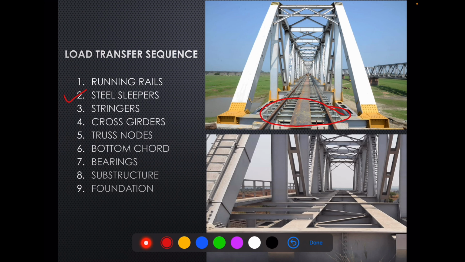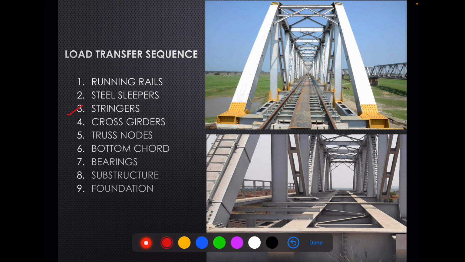Now, these steel sleepers are again resting over stringers. So, stringers we cannot see in the above photograph. So, please come down to the photograph below. So, here, if you look carefully, these are the stringers. Okay, these are the stringers. So what happens is that we fix steel sleepers like this. We provide a series of steel sleepers like this over the stringers. So steel sleepers are directly resting over stringers. So the load transfer takes place and load comes to the stringers.